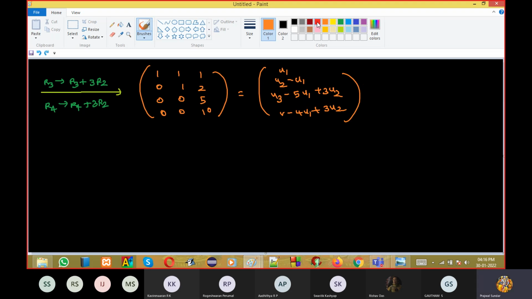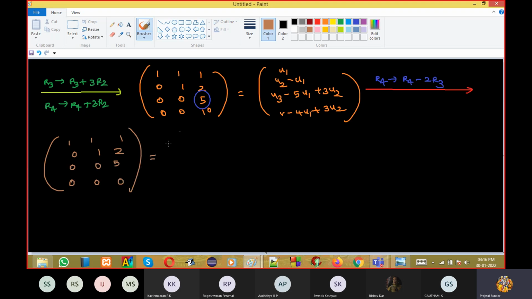Anyone has any confusion, you can stop me. Final step I'm doing: I'm taking this as pivot and performing the operation row 4 implies row 4 minus 2 R3. Then I'll get 1 1 1 0 1 2 0 0 5 0 0 0. This will be equal to U1 U2 minus U1 U3 minus 5 U1 plus 3 U2. You will get V plus 6 U1 minus 3 U2 minus 2 U3.